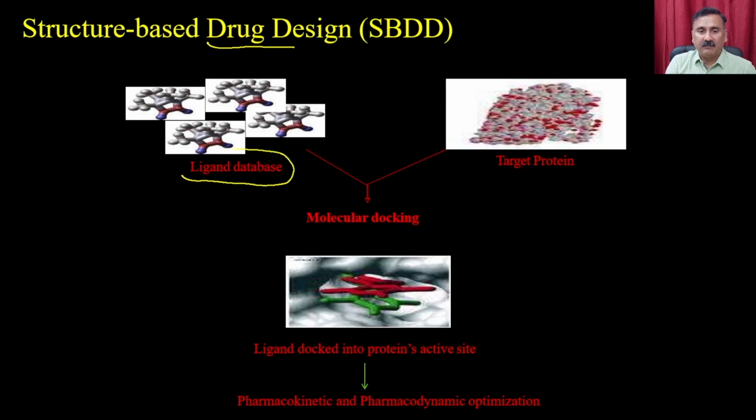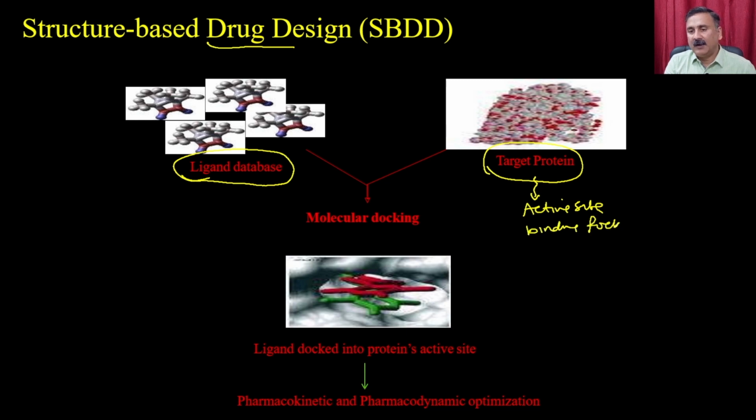In structure-based drug design, or structure-based inhibitor design, you require a database of ligands, so that you can select different types of ligands from the database and test them in the computational approach. You require a target protein, and you should also know the structure of the target protein. Not only that, you should also know the position of the active site and the binding pockets and all that.